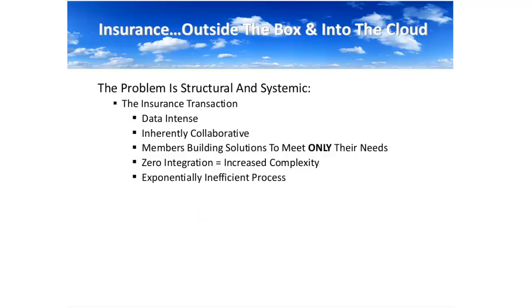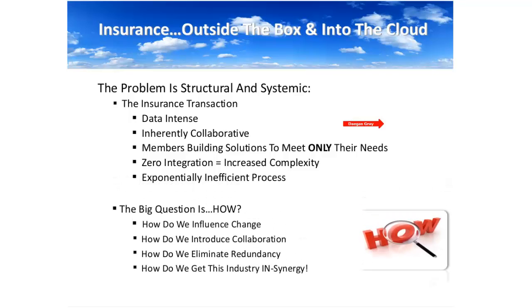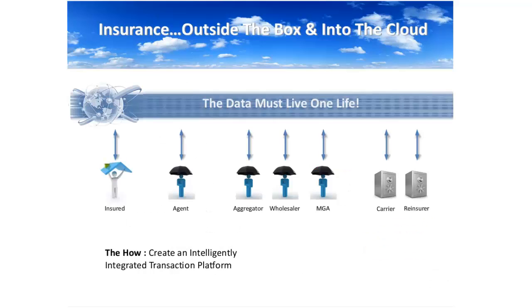So for us, the question was, how do we influence change so we can introduce a greater degree of collaboration, eliminate this redundancy, and get the industry in synergy? And I think there was pun intended on that. For us, the important thing was to create an intelligently integrated transaction platform where the data can live one life, and each member of the transaction can plug into a single truth or a single stream of information and add and remove value without any duplication of effort.